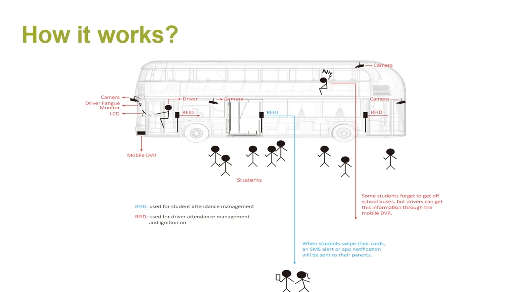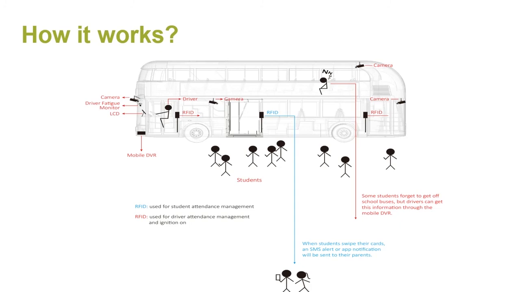You can see in the front of the driver, there's the driver fatigue monitor to monitor the driver's behavior, and there's an LCD screen for the driver to monitor the situation inside the bus to ensure children's safety. Near the door, there are 3 IFD accessories. Their functions are used for driver attendance management and student attendance management.